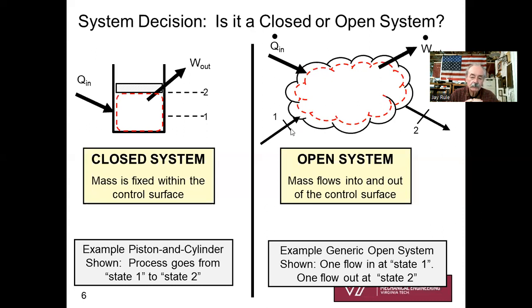Okay, so you've read an engineering problem. The first thing you've got to decide is, do I have a closed system or an open system? And what you detect here is, do I have mass flowing into or out of the control surface that I've selected? For my problem at hand, I'm thinking about a control surface. Do I have mass flowing in and or out? If I do, then it's an open system. If not, if it's a fixed mass, it's a closed system.